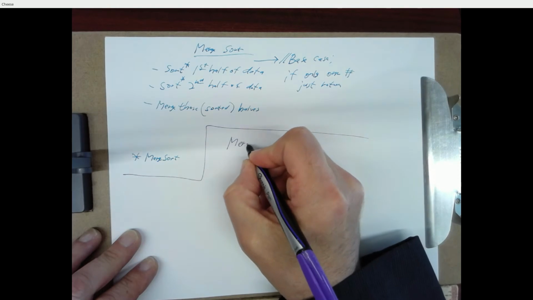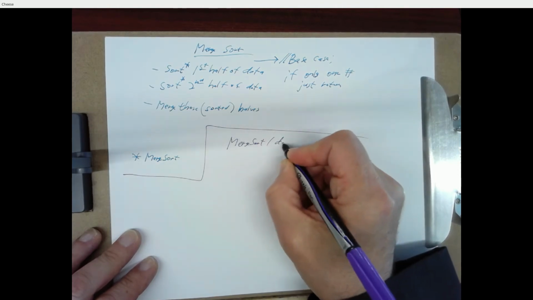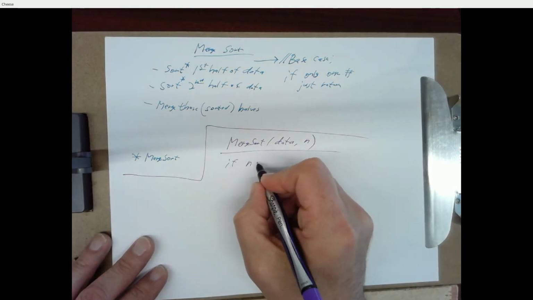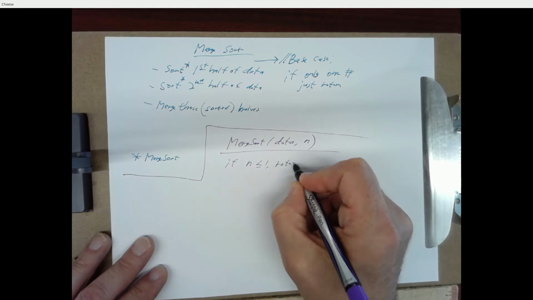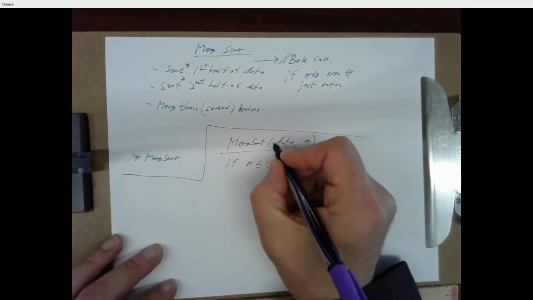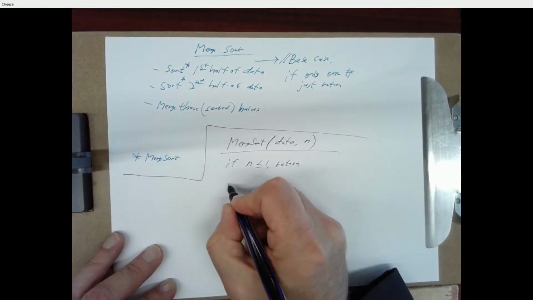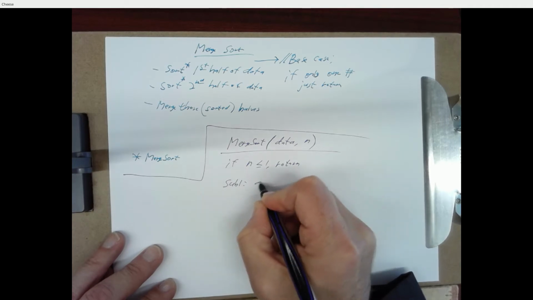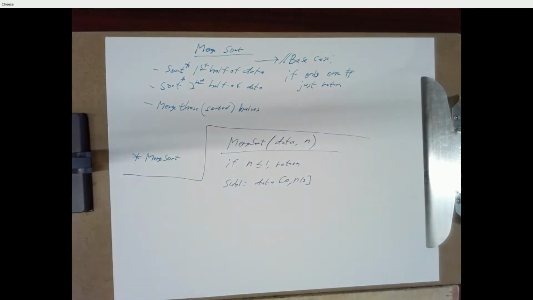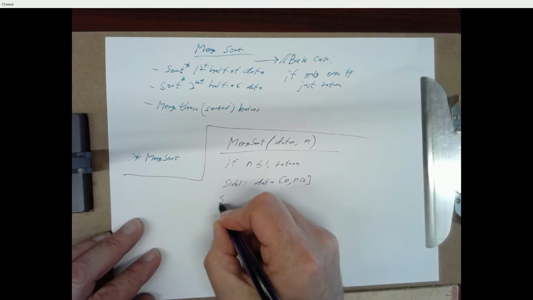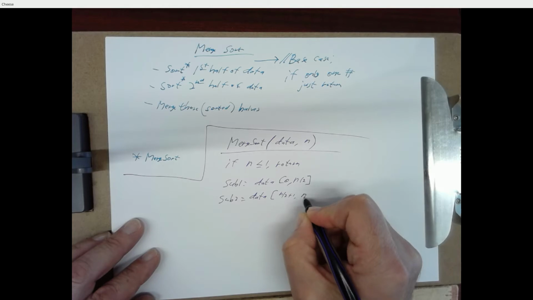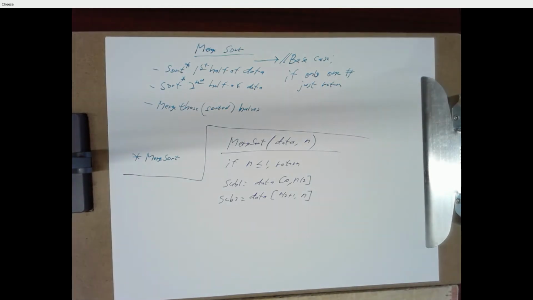So here's merge sort of n items. If n is less than or equal to 1, we just return. Otherwise, sub 1 is maybe the data elements from 0 to n over 2, and sub 2 is data from n over 2 plus 1 to n. Don't worry about the index origin, n plus 1 stuff.